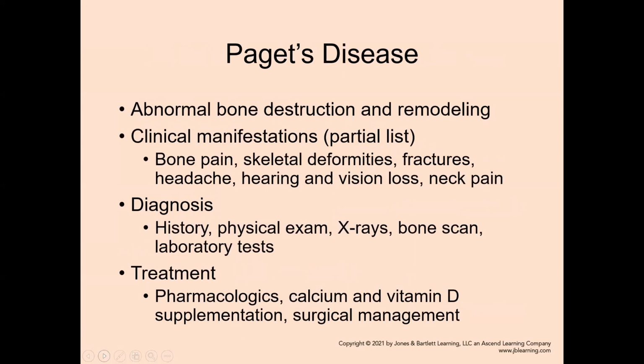Paget's disease is an abnormal bone destruction and remodeling. Clinical manifestations include bone pain, skeletal deformities, fractures, headache, hearing or vision loss, and neck pain. Remember, this is in people that also have low vitamin D and calcium levels. Diagnosis is made by history and physical exam, x-rays, a bone scan, and laboratory studies. Treatment includes pharmacological agents, calcium and vitamin D supplementation, and surgical management.